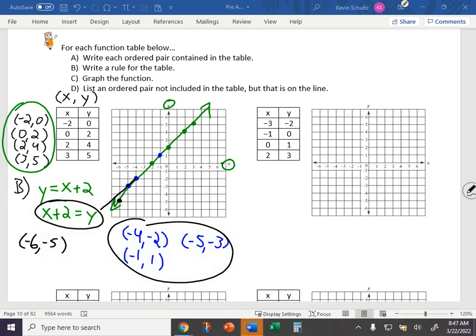Jack. So for D, do you only need to do one? You only have to do one. Yep. We just took several of them.